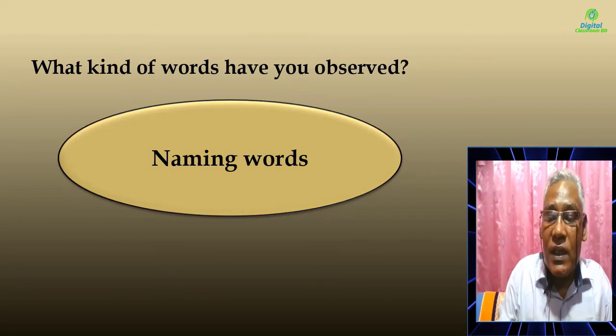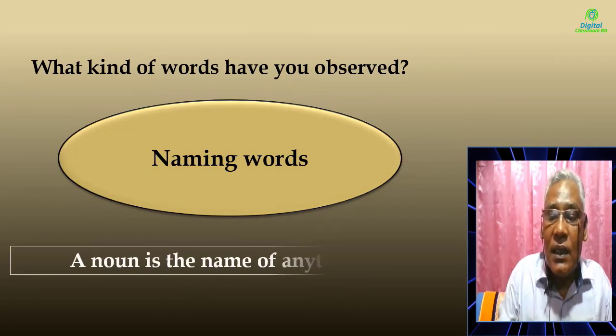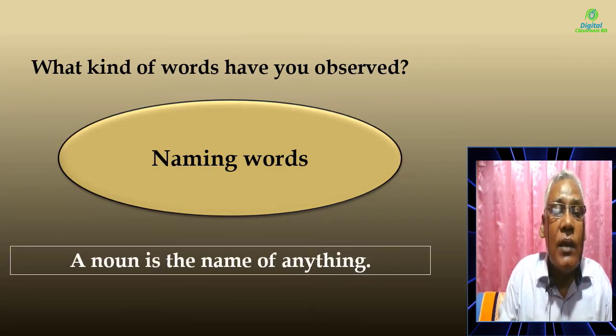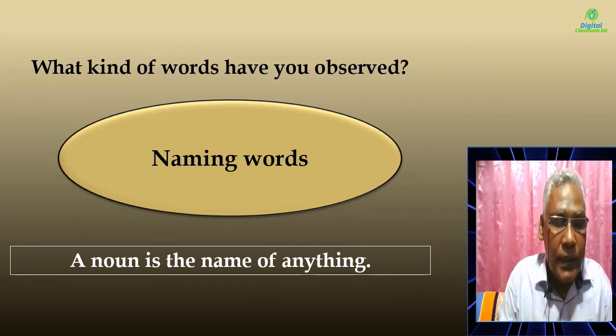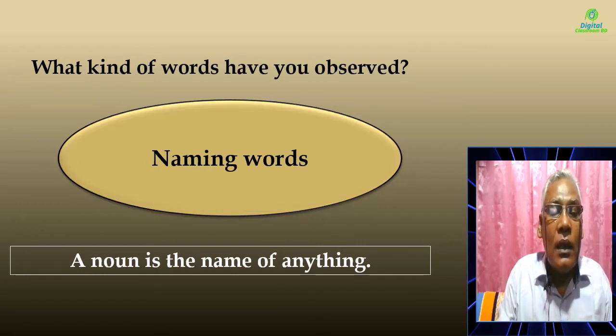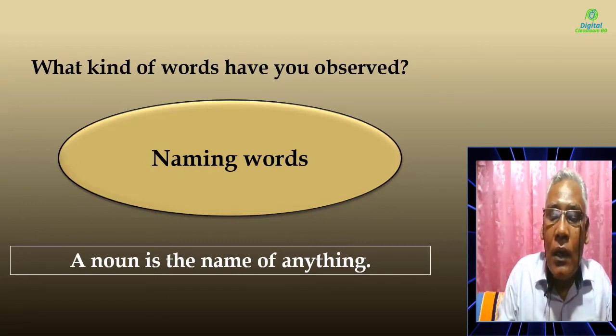So what is the definition of a noun? Can you guess? A noun is the name of anything, or naming of anything is a noun. A noun is the name of anything, or naming of anything is a noun. That's the definition of a noun.